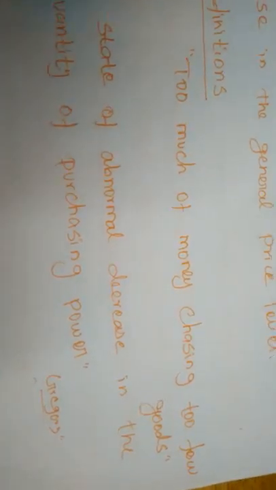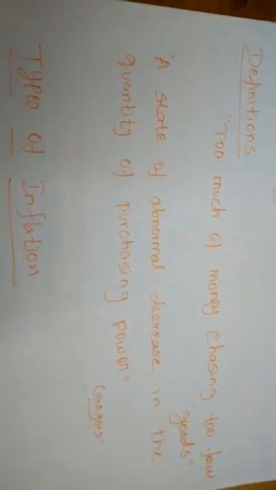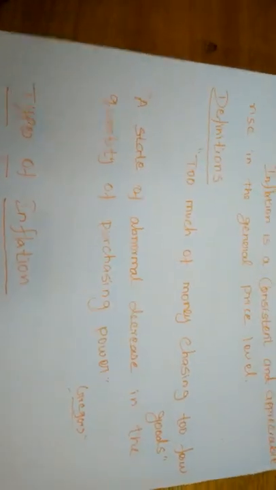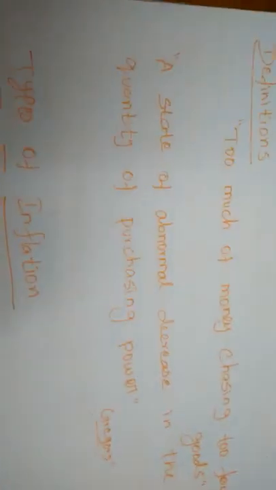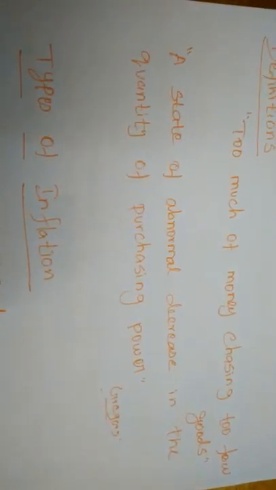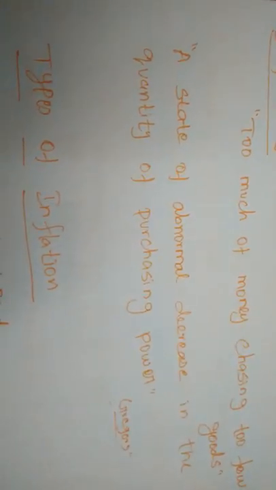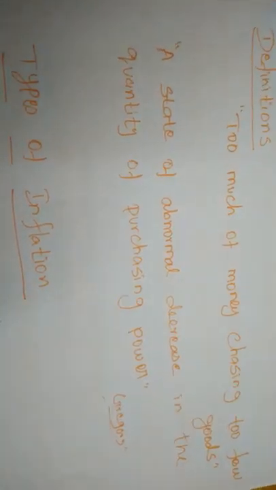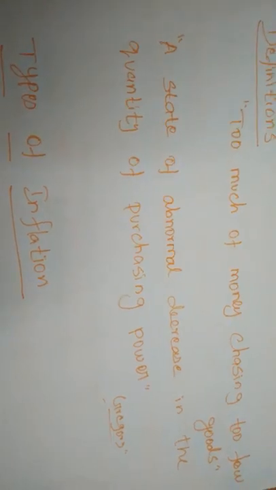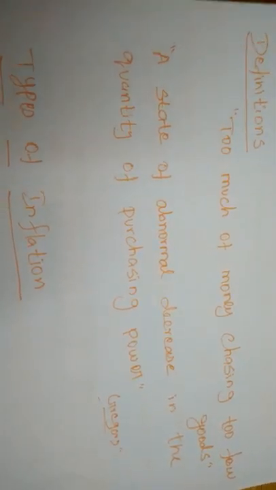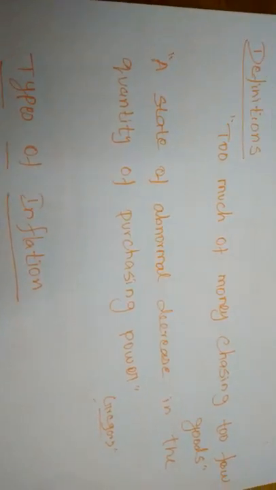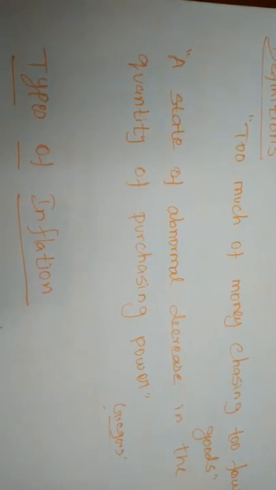Okay. Next, another definition is given by Gregory: the state of abnormal decrease in the quantity of purchasing power. Abnormal decrease in the quantity of purchasing power. Okay, the purchasing power will be decreased because of the price of the commodity. So whenever the price of commodities increases, our purchasing power will decrease, right?